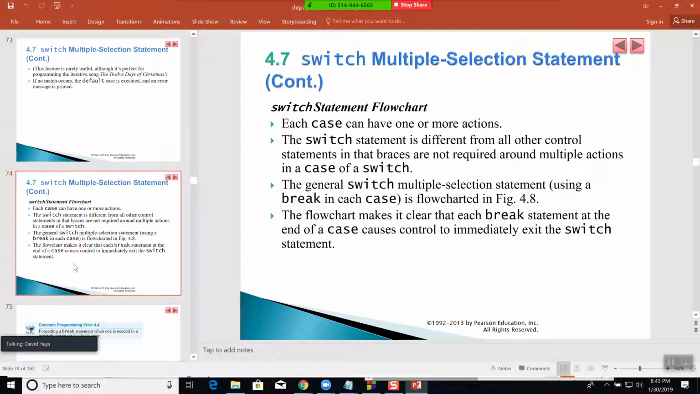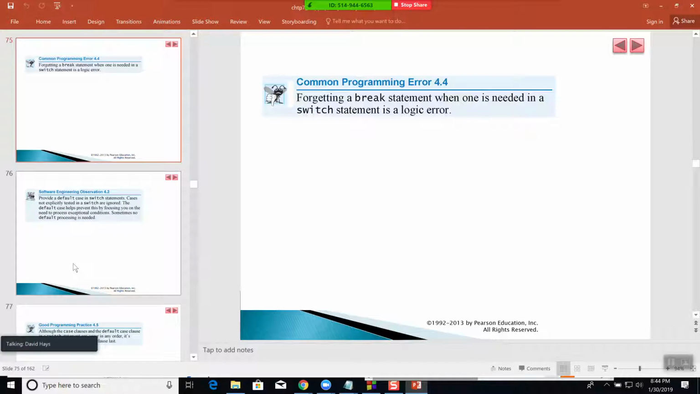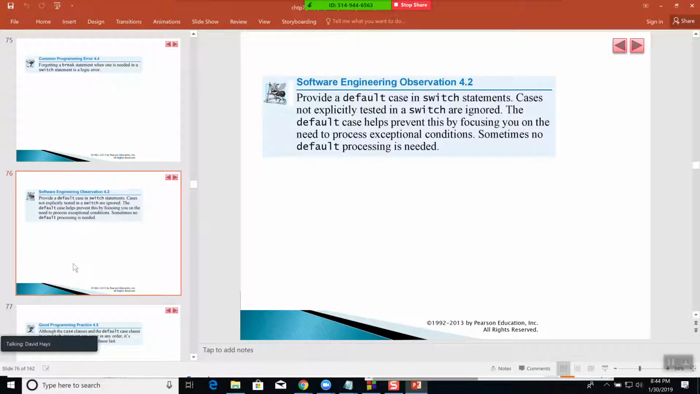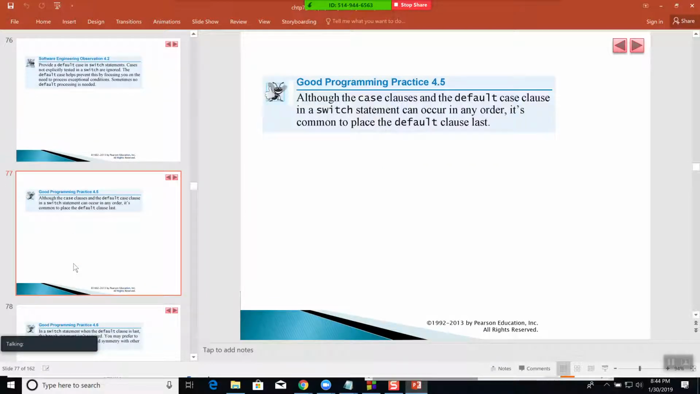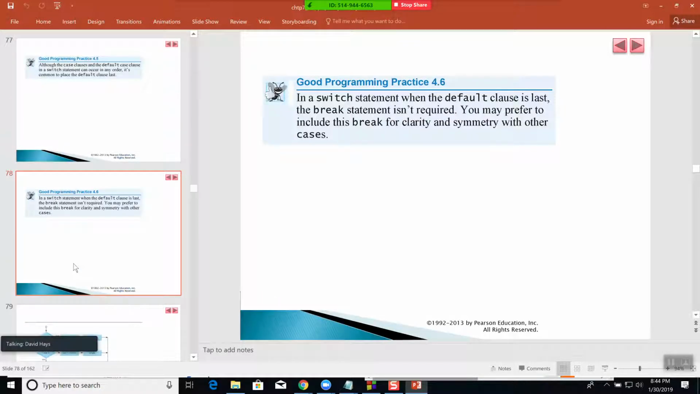Break. Let's see. Common programming error: forgetting a break statement where needed in a switch statement is a logic error. The default case. So if none of the above is true, it does the default. Default should be last. Good programming. A break statement isn't required on the last element.